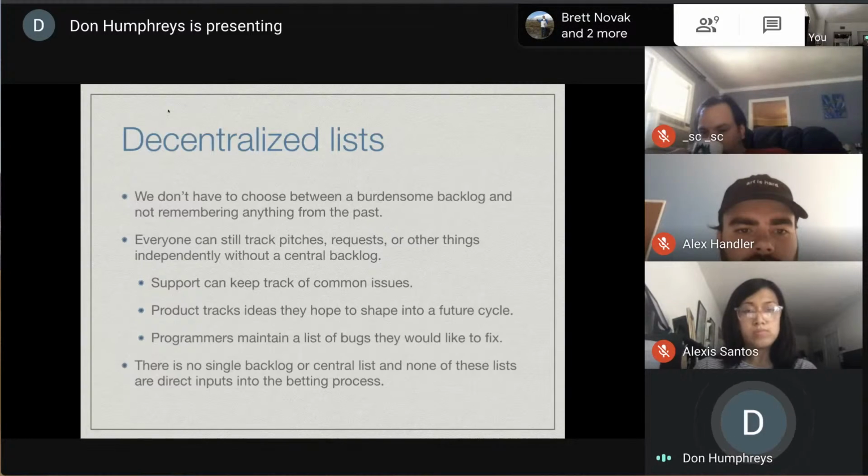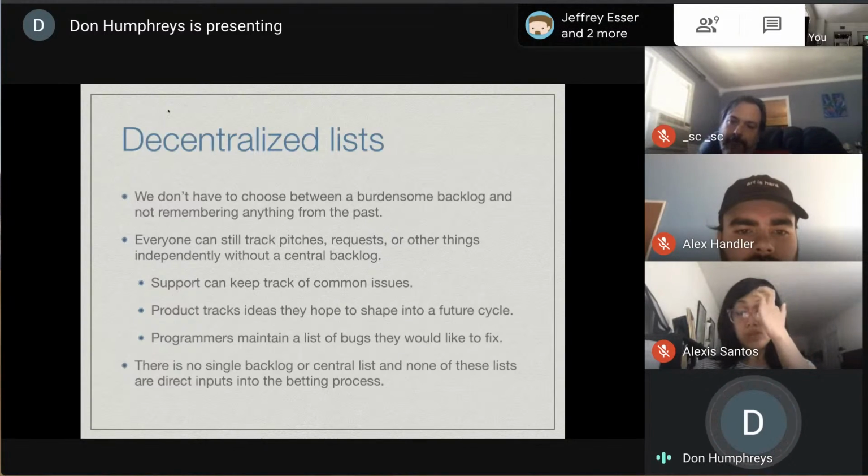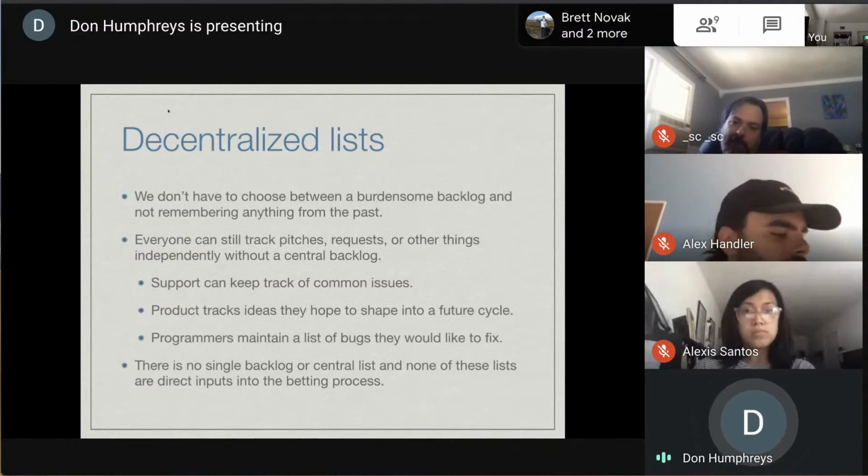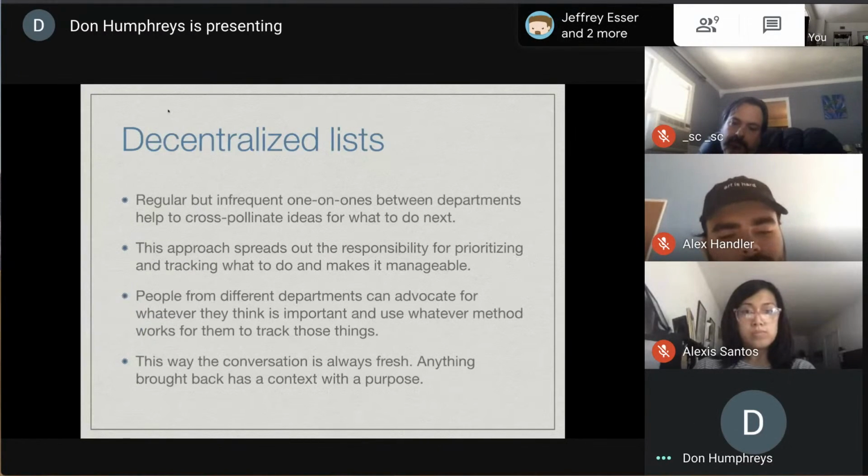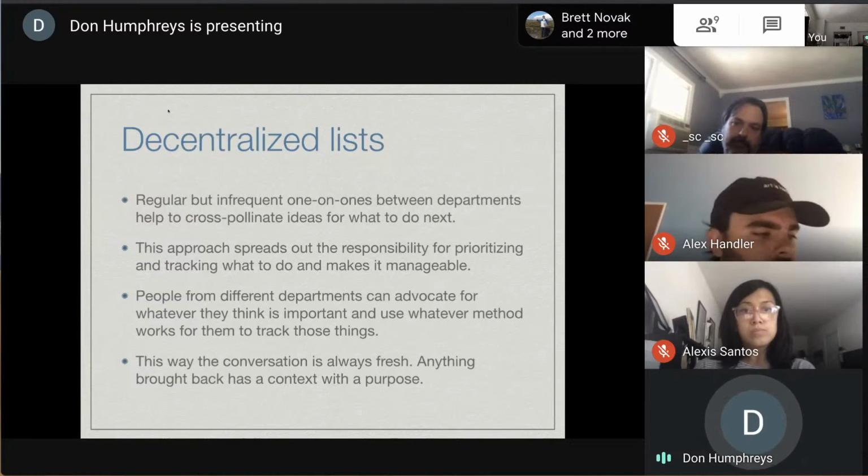That means that support can keep track of common issues, product managers can track ideas that they hope to shape into a future cycle, and programmers can maintain lists of bugs they'd like to fix. But there's no single backlog or central list, and none of these lists are direct inputs into the betting process. They first have to become pitches before they can be in the betting process. Then throughout the cycles, you can have regular but infrequent one-on-ones between departments to help cross-pollinate ideas for what to do next and produce new pitches.